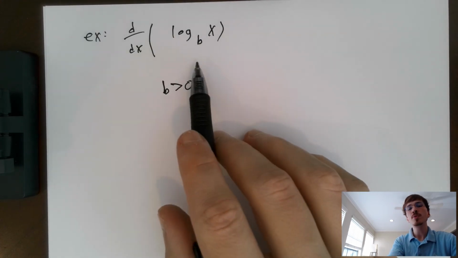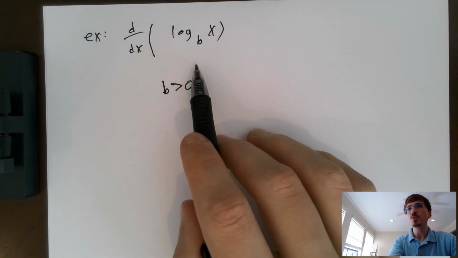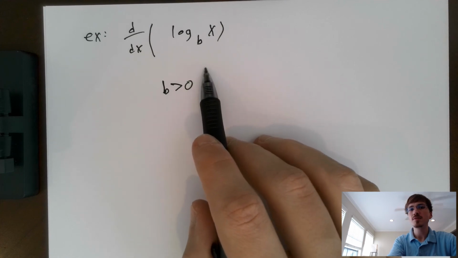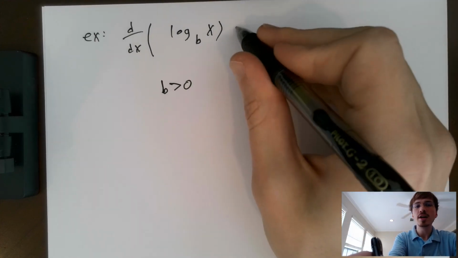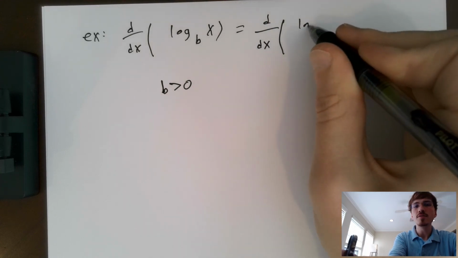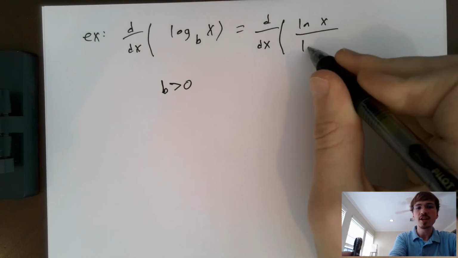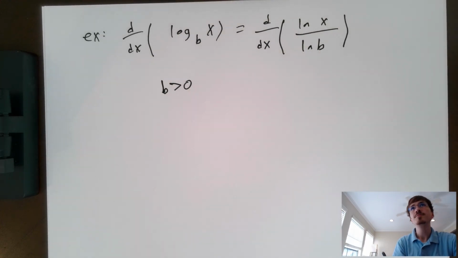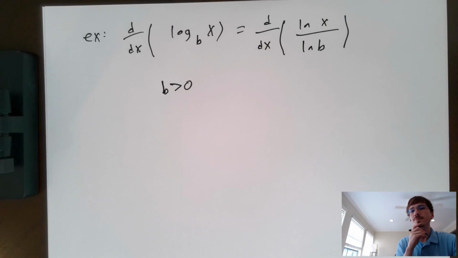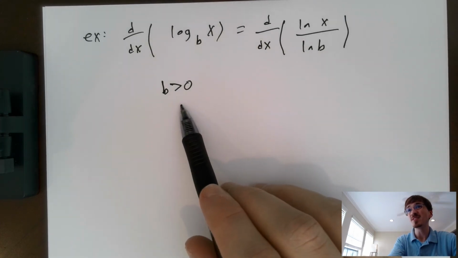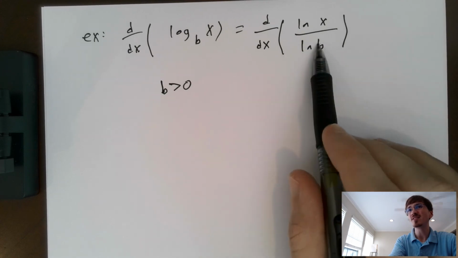To do this, we really want to use our understanding of how to take derivatives with natural logs. How can we use this? Let's use the change of base formula. I know that this is going to be the derivative with respect to x of the natural log of x divided by the natural log of b, right? How could we take the derivative of this? Remember that the natural log of b is a fixed constant that's positive, so this is just a constant.